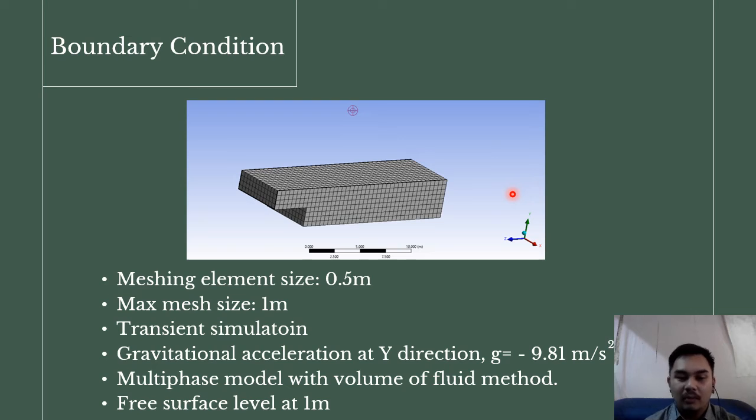This is a multi-phase model with the volume of fluid method. Why am I using the multi-phase model? That's because we have two kinds of fluids, which are air and water. And the free surface level, which is the level the water is going to be resting at, is set at 1 meter right here.